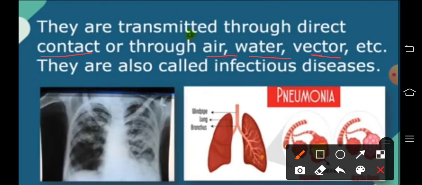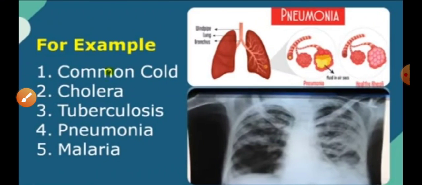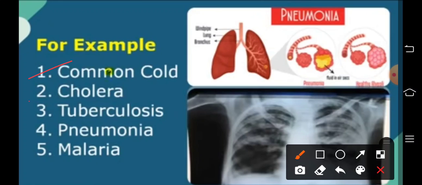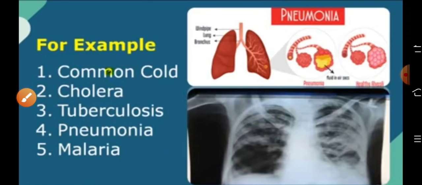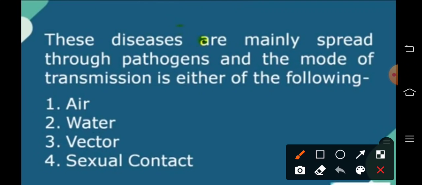And most common are air, water, food also. Sexually transmitted diseases can also be involved. They are also called infectious diseases. So communicable diseases are also called infectious diseases. For example, common cold, cholera, tuberculosis, pneumonia, malaria, these are the infectious diseases, meaning that they can spread from a sick person to a healthy person. These diseases are mainly spread through pathogens, the disease causing agent, and the mode of transmission is either of the following: air, water, vector and sexual contact, as I discussed earlier.